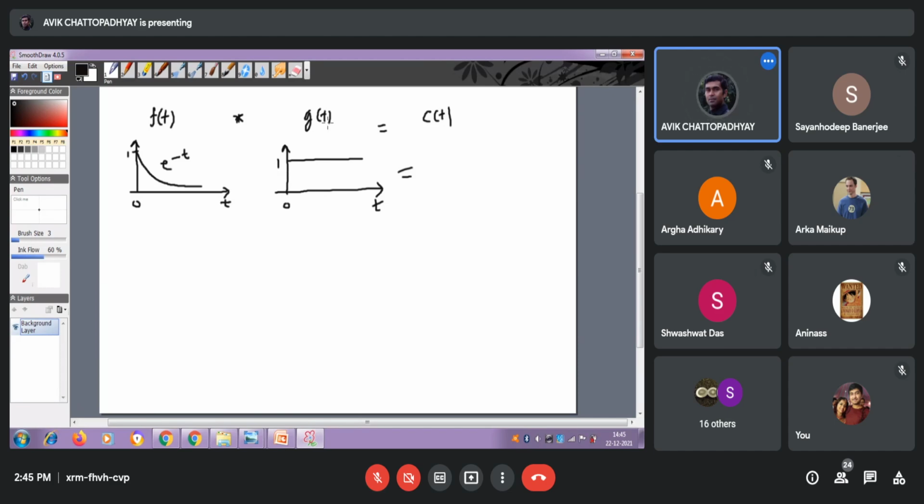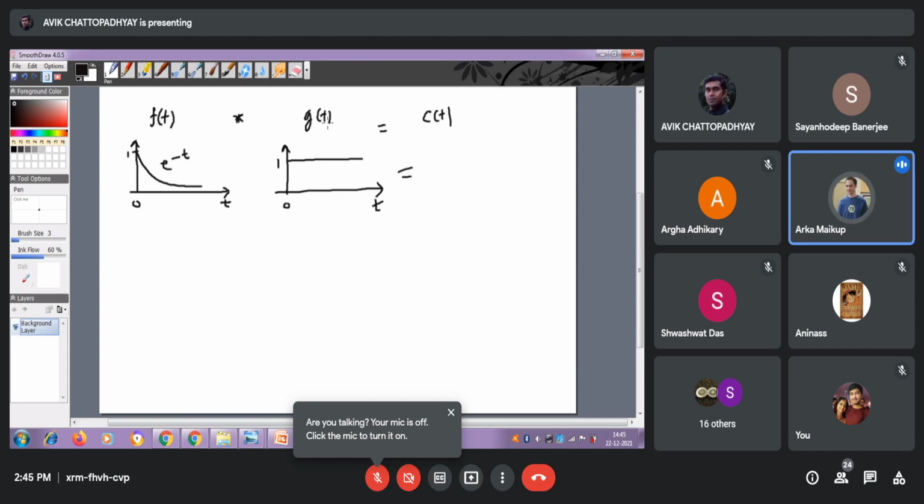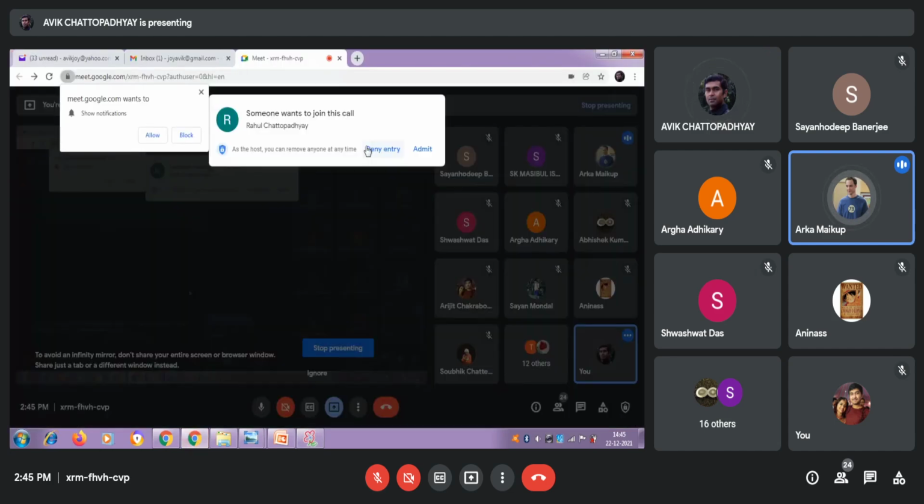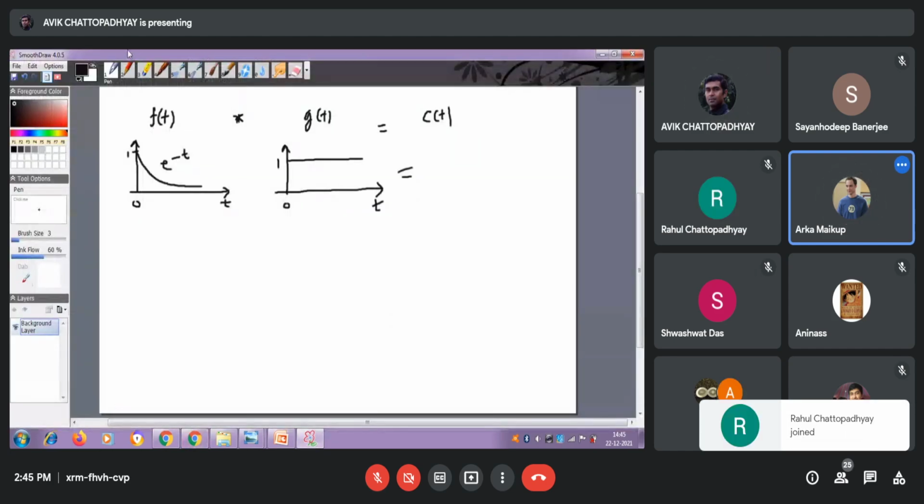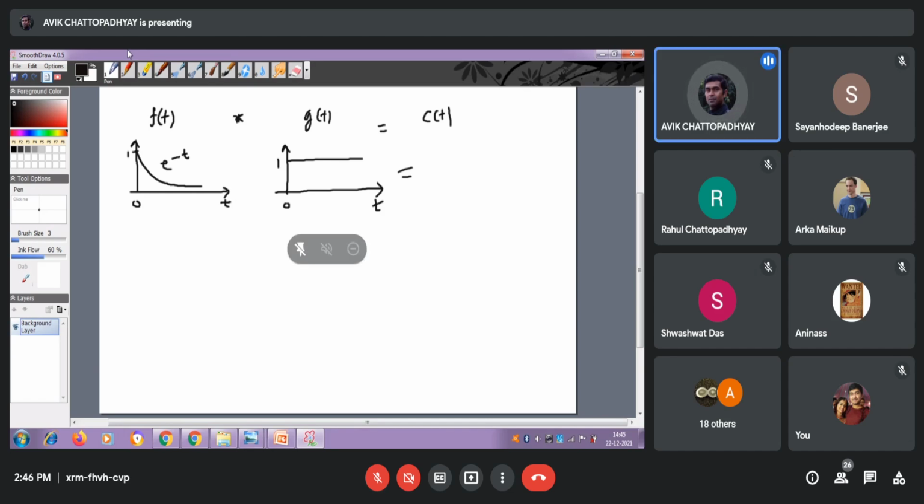As long as that part is to the left of the y-axis of f of t, the result will be just the integration of e to the power of minus t from 0 to infinity. And after that, if it moves to the right, suppose it is starting from t, the integration will be e to the power of minus t with the lower limit t to infinity. Then what will be the shape of the resultant signal?